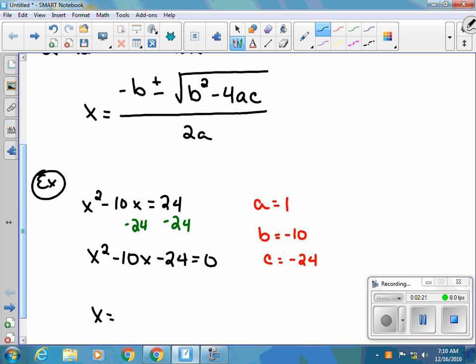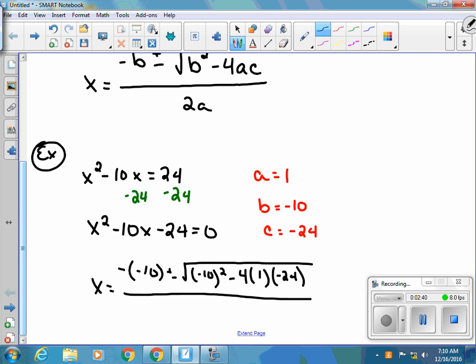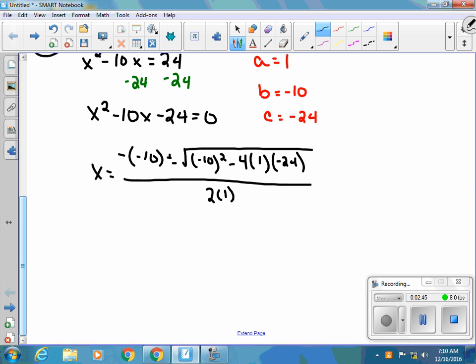So you have x equals negative 10 plus or minus the square root of negative 10 squared minus 4 times 1 times negative 24, divided by 2 times 1. Now, I do not do all of this at once. I break down the determinant, this discriminant, and that's underneath the square root.